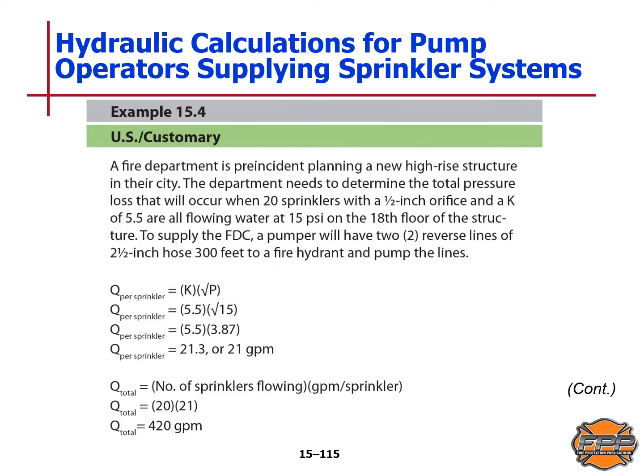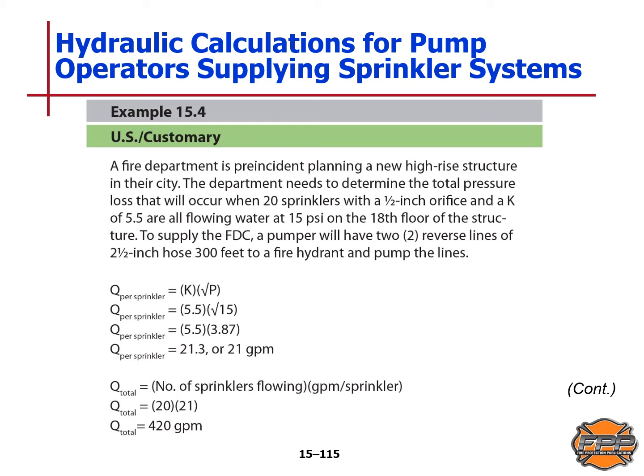Here's example 15.4 from your book. A fire department is pre-incident planning a new high-rise structure in their city. The department needs to determine the total pressure loss that will occur when 20 sprinklers with a 1/2-inch orifice and a K of 5.5 are all flowing water at 15 psi on the 18th floor of the structure.